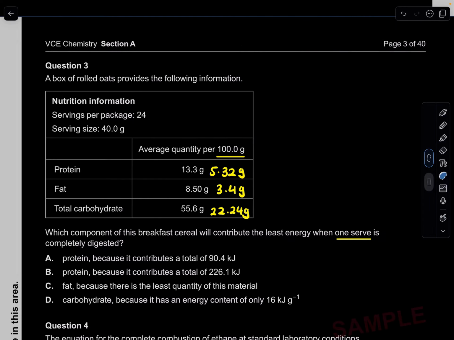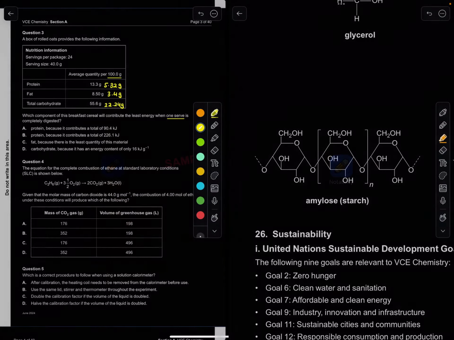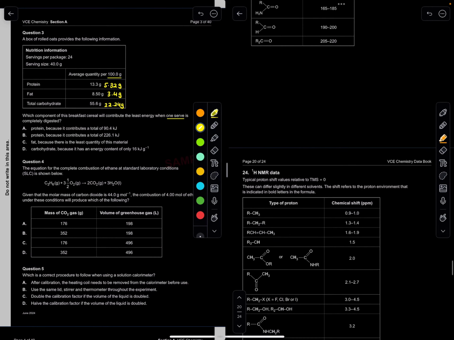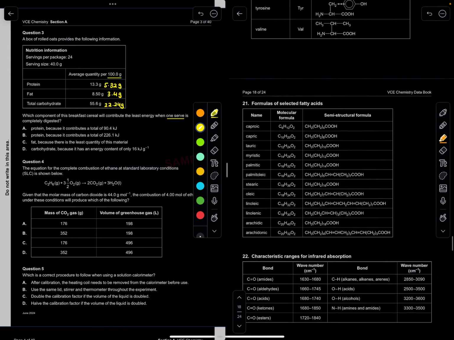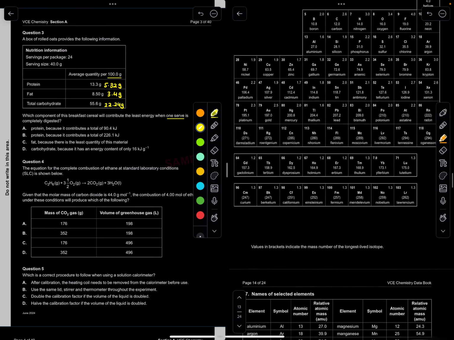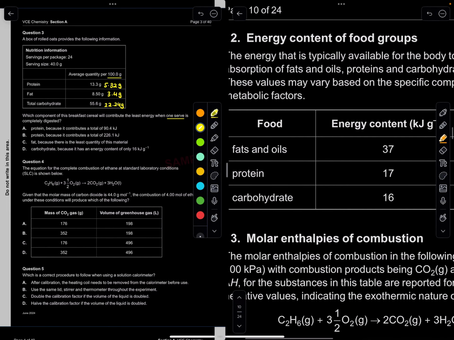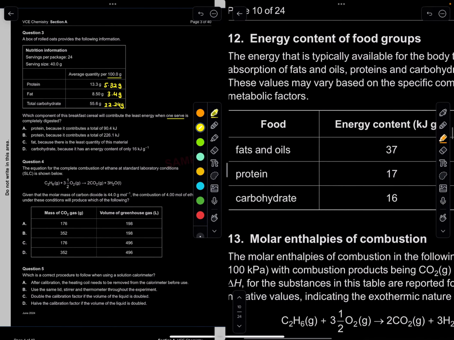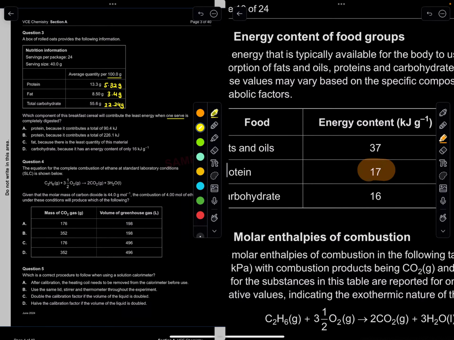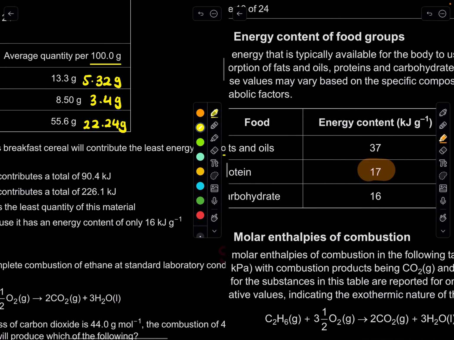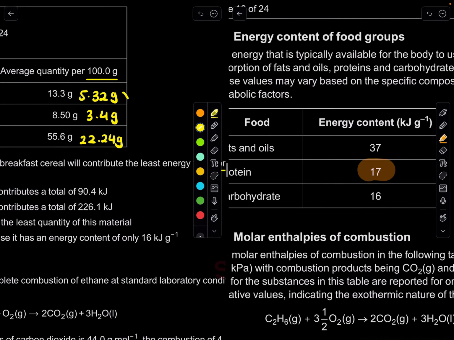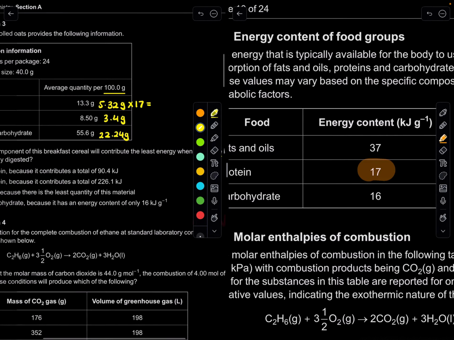So now we can actually calculate the one that releases the least energy easily. So let's look at the proteins first. Now, if you go to your actual formula sheet, where are our energies? We just had them here. So energies are here. There it is, foods and the energies they release per gram. So let's look at proteins. Basically, proteins, for every gram, they release 17. So if I multiply this protein here by 17, how much energy is this protein releasing? 5.32 times 17.